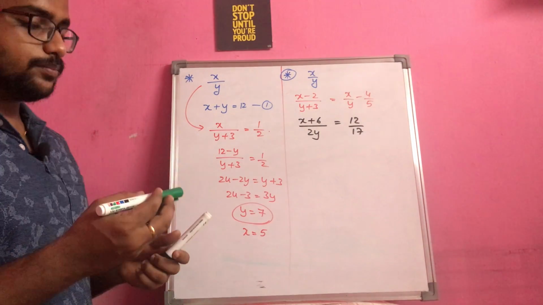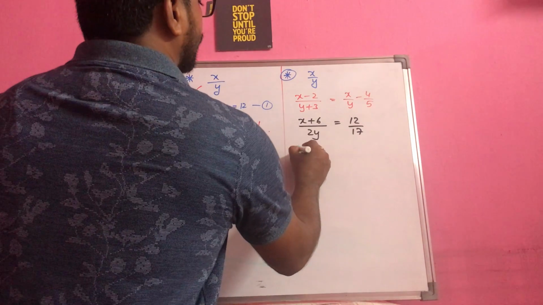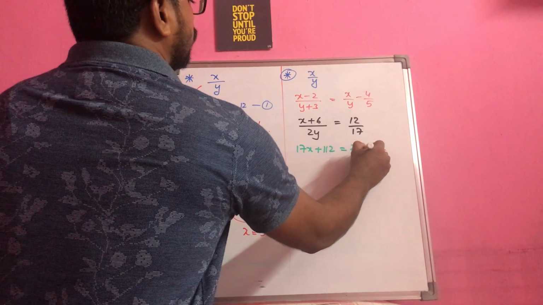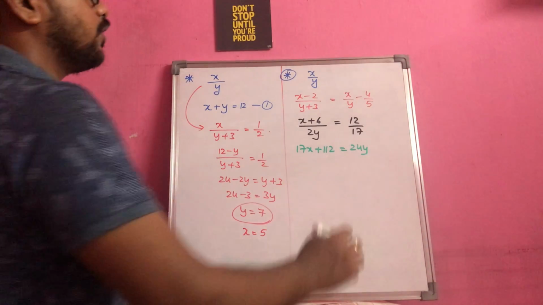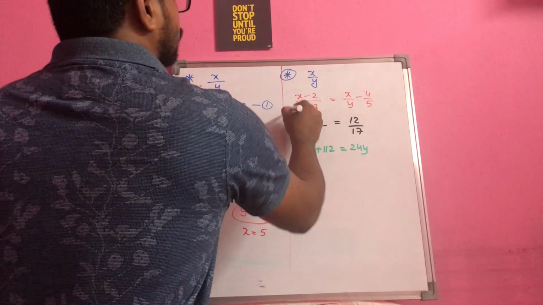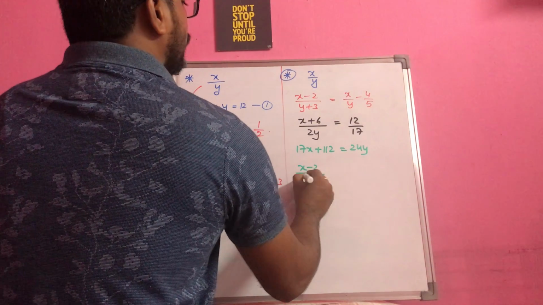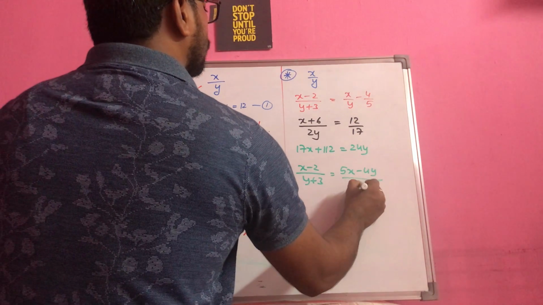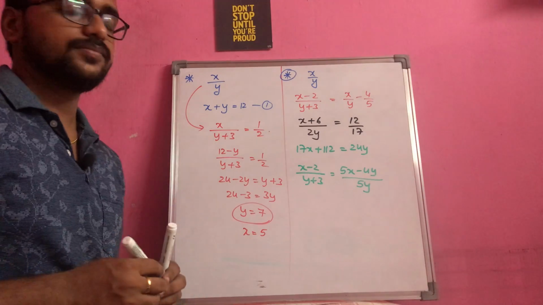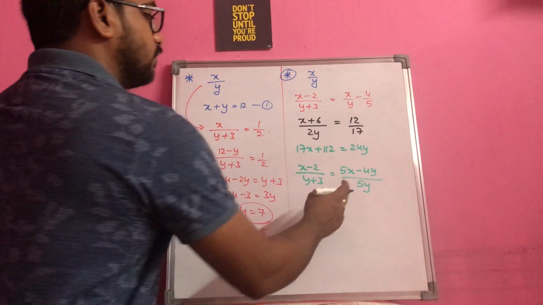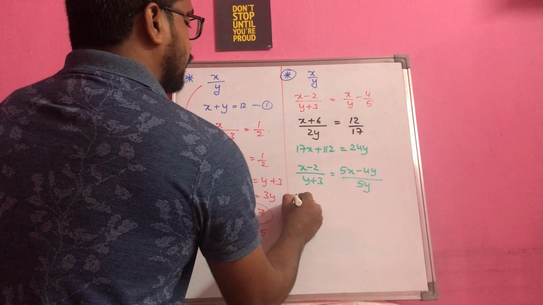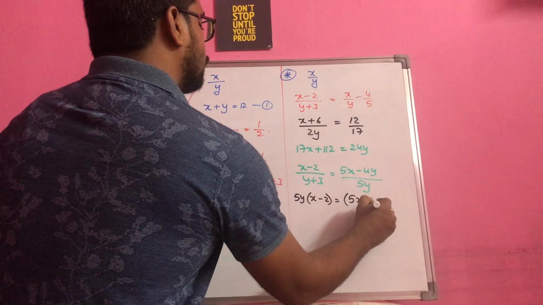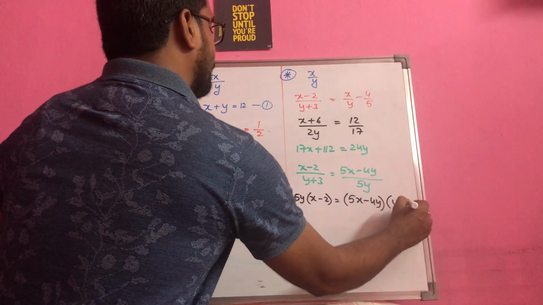Okay. So let us simplify this further. From this I will be getting 17x plus 17 into 6, which is 102, is equal to 24y. So here also you simplify further. x minus 2 by y plus 3 is equal to 5x minus 4y by 5y you will be getting. So you send this to the other side and do the cross multiplication. 5y times (x minus 2) is equal to (5x minus 4y) times (y plus 3).